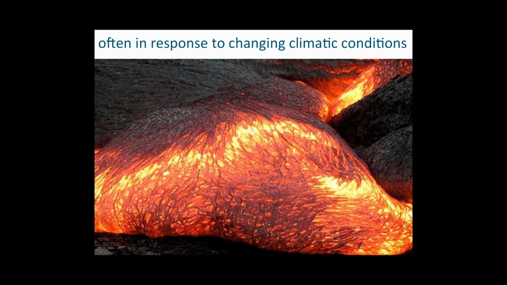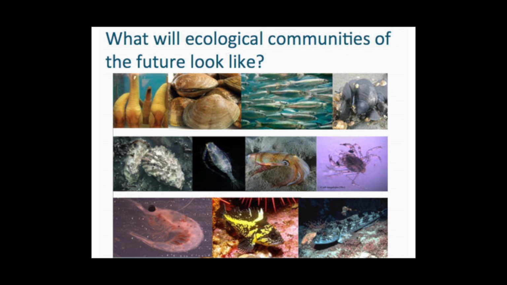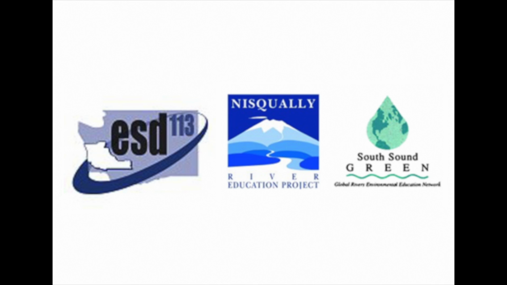Those in the past have been caused by geologic events, volcanoes, or massive eruptions like the Siberian traps, where over thousands of years, a big volcanic event in eastern Russia released a ton of carbon dioxide and precipitated a climate change. What I'm interested in is what ecological communities of the future are going to look like in this current age of climate change. And I do that in a number of ways.